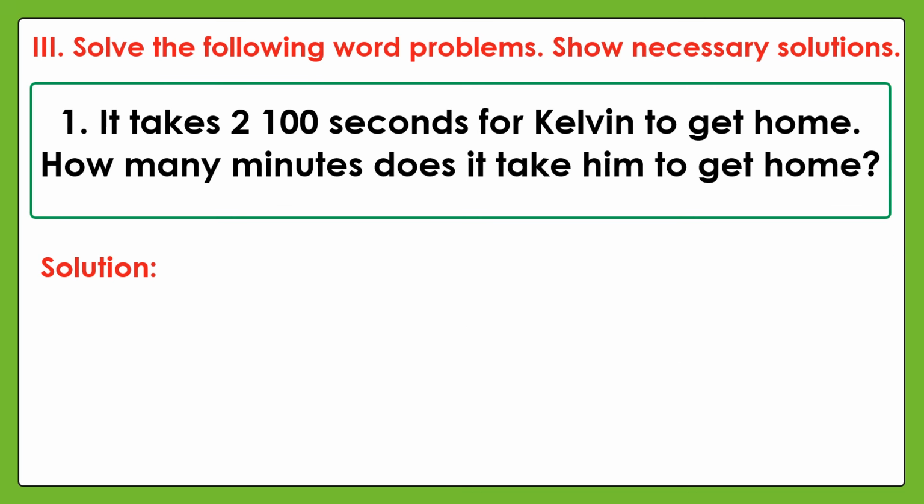Part 3, solve the following word problems. Show necessary solutions. Number 1, it takes 2,100 seconds for Calvin to get home. How many minutes does it take him to get home?